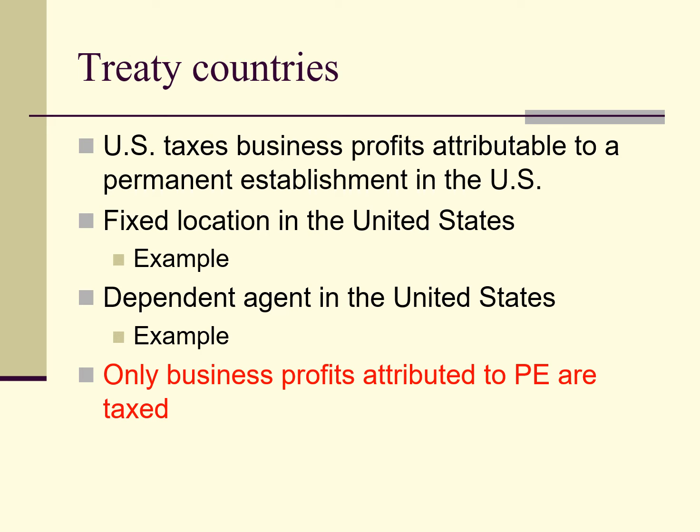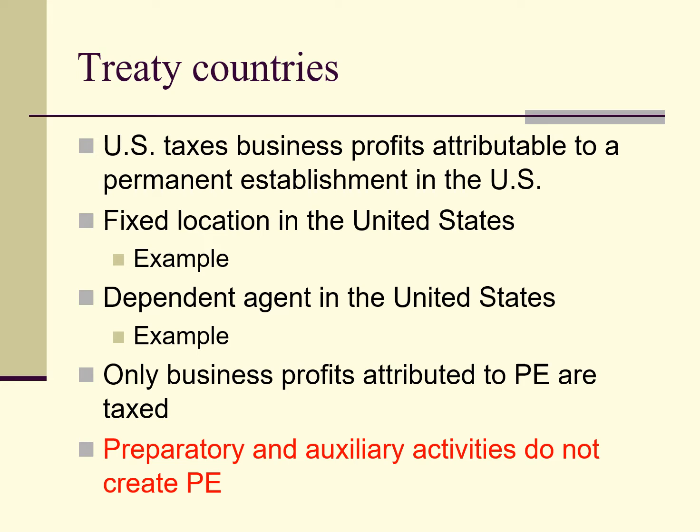It is worth emphasizing that in the case of business profits, only profits attributable to the permanent establishment are taxed in the United States. Thus, even if business profits are taxable in the United States, the amount of tax may be limited. In addition, it is worth emphasizing that the preparatory and auxiliary activities performed in the United States do not create a permanent establishment. This significantly raises the threshold for taxability.